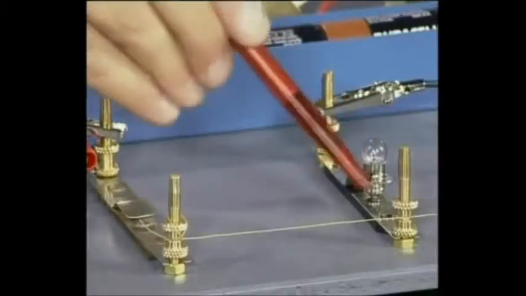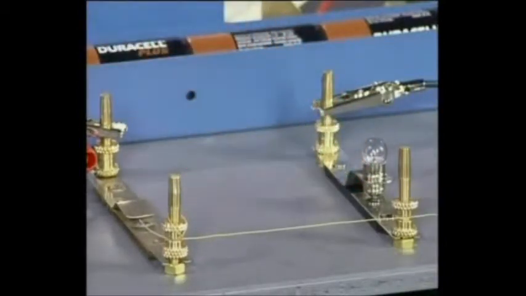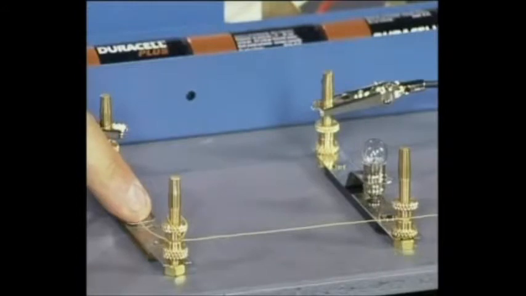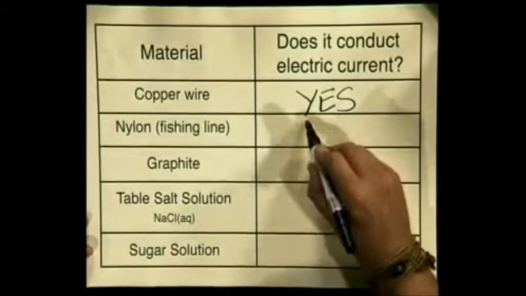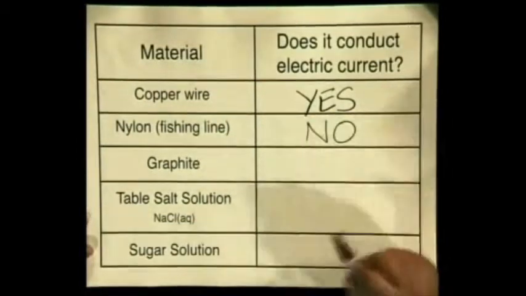Here is my second material. It's nylon fishing line. I now close the switch. Notice that the light bulb is not glowing. So does nylon fishing line conduct electric current? The answer there is no.